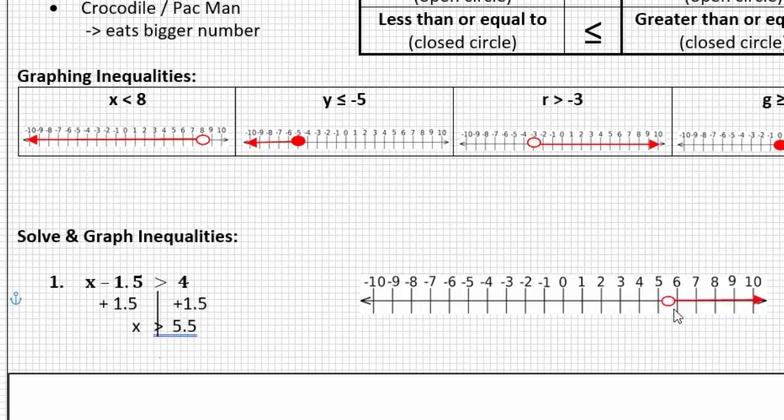It should look something like this, with an open circle at 5.5, so my circle is right in the middle of 5 and 6, and my arrow is highlighting everything on the number line to the right of 5.5, because all these numbers over here are greater than 5.5. Let's try the next one.